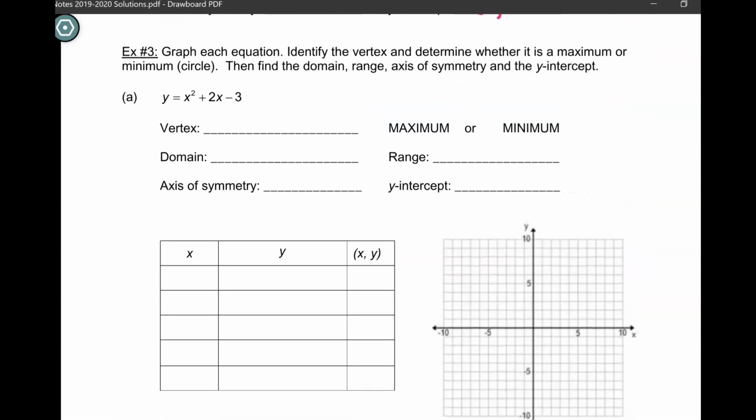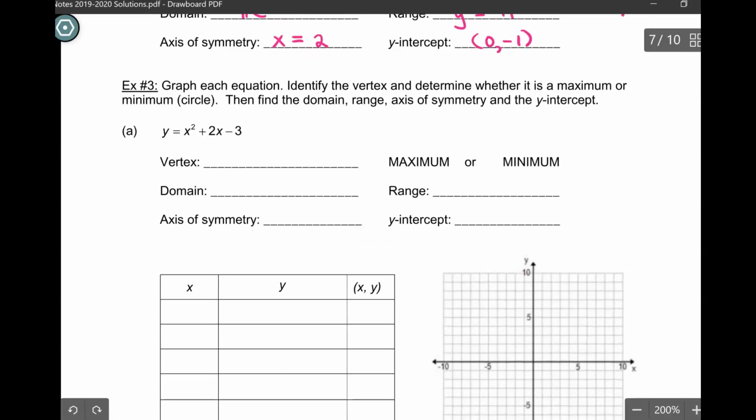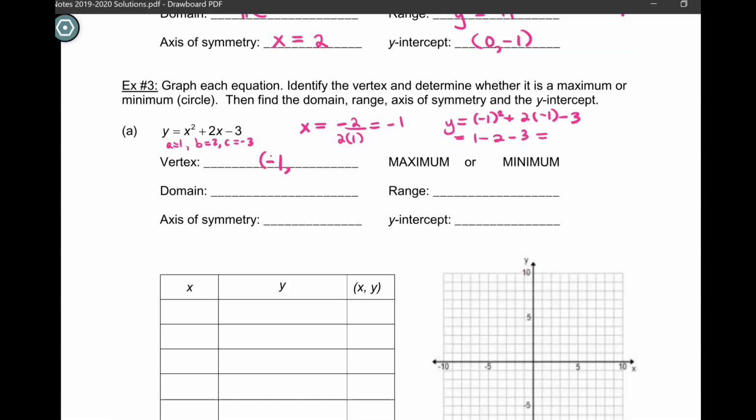Okay, last example, we're going to put it all together and we're going to graph it. All right, so vertex, x equals -b, so a is 1, b is 2, c is -3. So -2 over 2 times 1, so that's going to be a -1. And then I'm going to substitute -1 in. So I get 1 minus 2 minus 3. So 1 minus 2 is -1, minus 3 is -4.